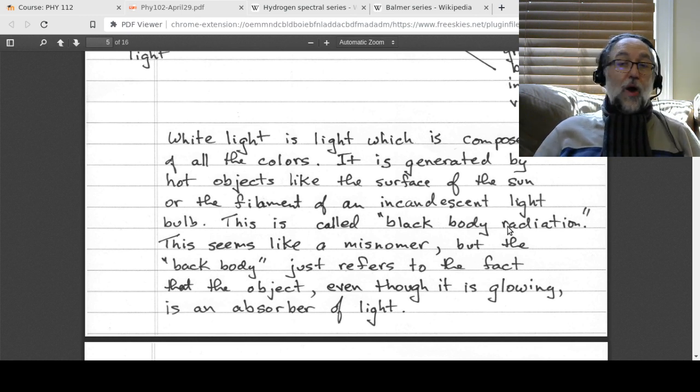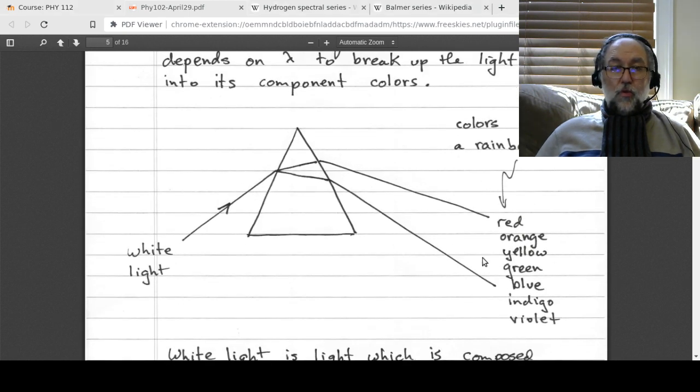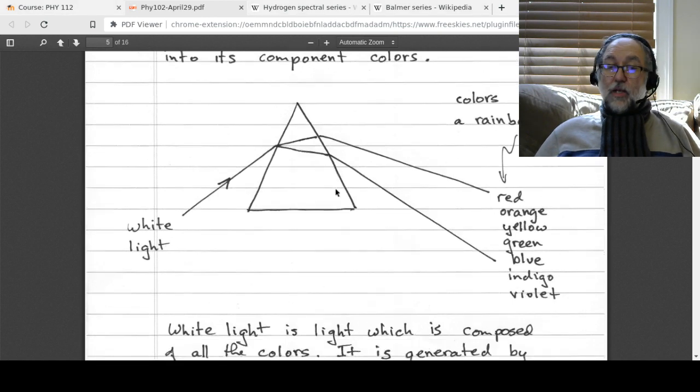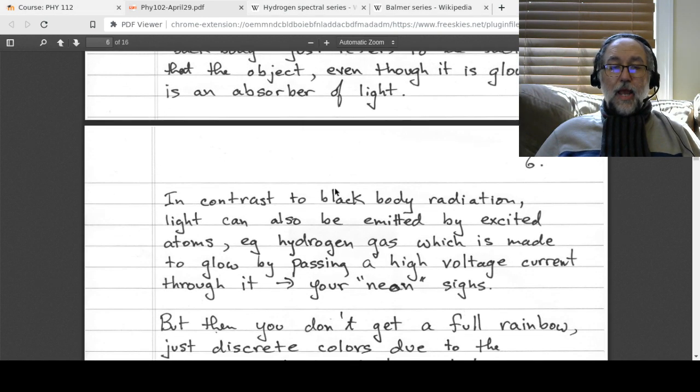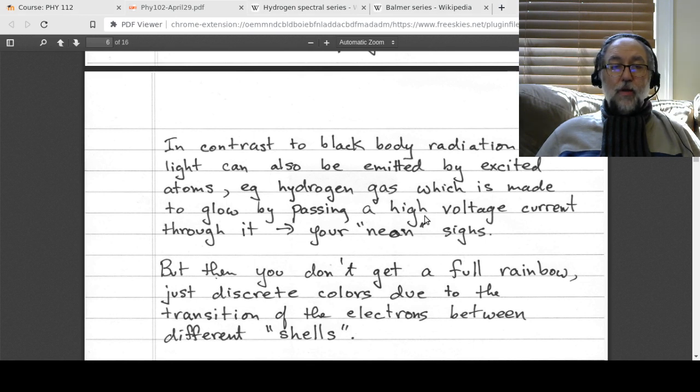Okay, now with white light, that is light from black body radiation, if you split its spectrum up, you would see that every single color in the rainbow is there. Okay, however, there's another source of light, and that is light that comes from basically just exciting atoms. Okay, individual atoms, and you could do this by just passing electricity through them.